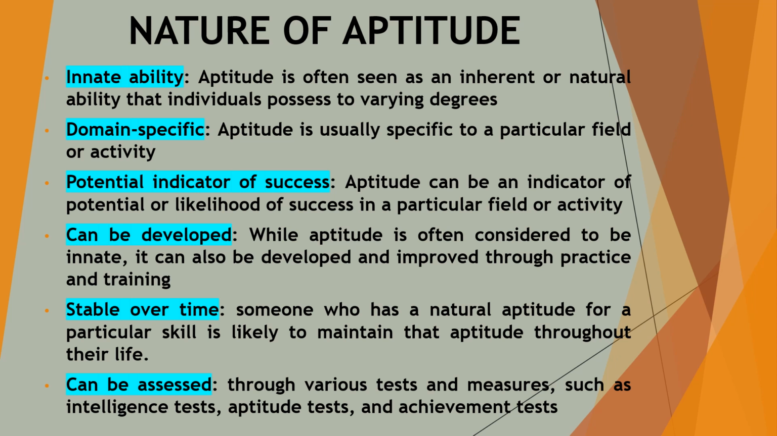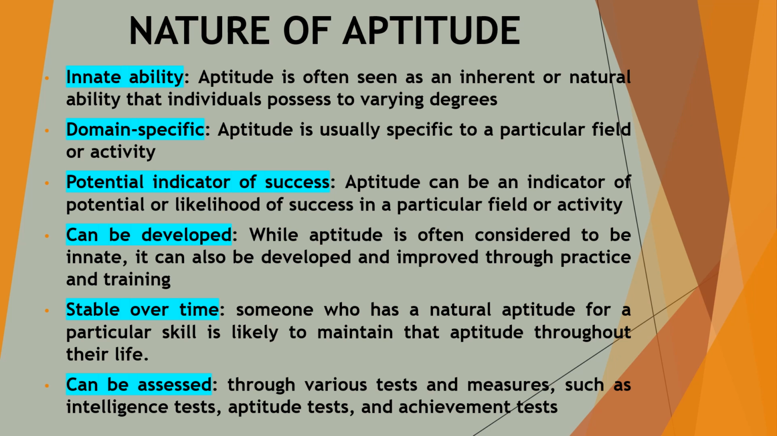Innate ability. Aptitude is often seen as an inherent or natural ability that individuals possess to varying degrees. It is not something that can be learned or acquired through training alone. Domain specific. Aptitude is usually specific to a particular field or activity. For example, someone may have a natural aptitude for math or music, but not necessarily for sports or art.